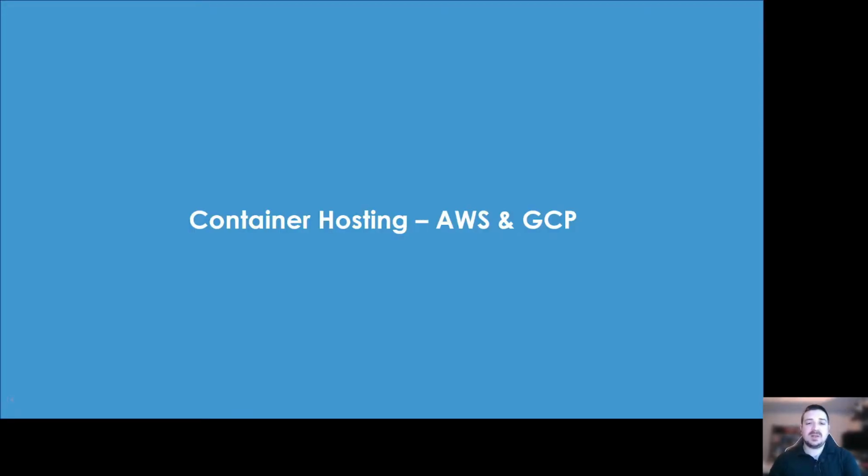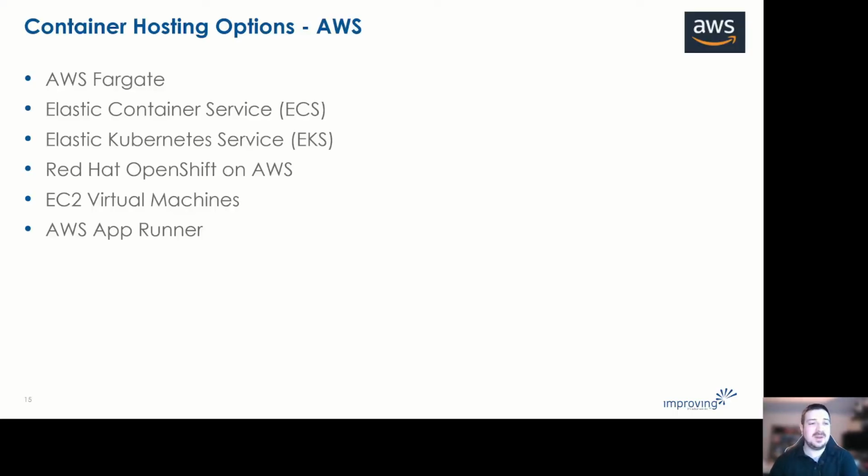So quickly, let's touch on container hosting options in the other cloud platforms, AWS and GCP. I know there are other cloud platforms in addition to that, but we'll focus on the big 3 for now. In AWS, they have a lot of options as well. I'll highlight the top ones. AWS Fargate, this is very similar to Azure Container Apps, a serverless Kubernetes type environment that allows you to run microservices.